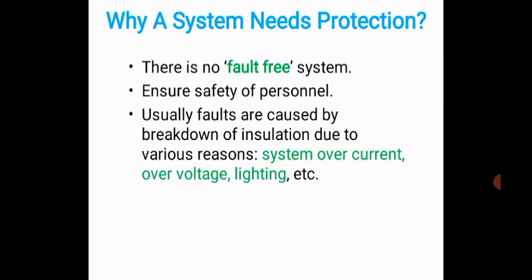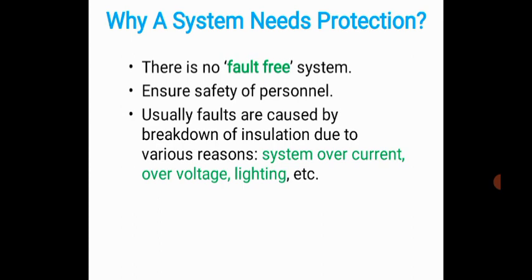So there are different possibilities for abnormal conditions, so we definitely go for protection. There is no fault-free system. So we have to ensure the safety of human beings and also the safety of the components. So we have to prevent over current or over voltage. That is the main criterion.